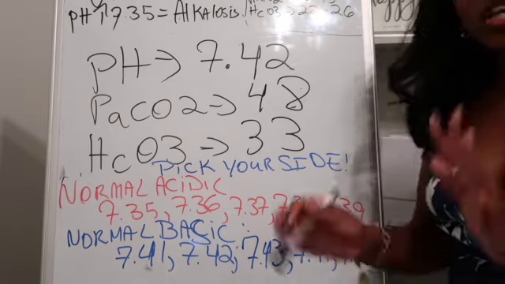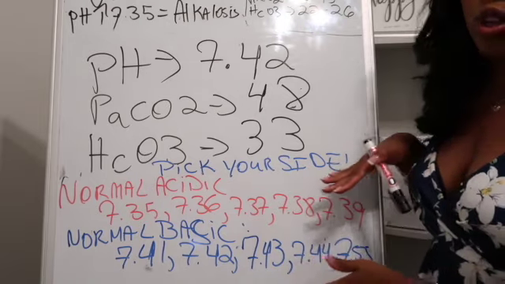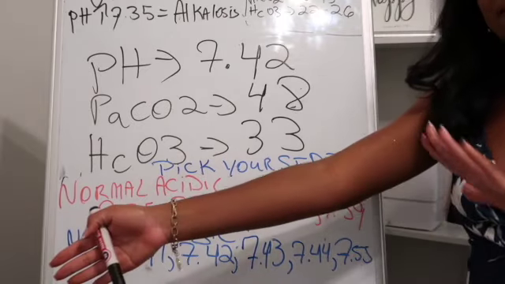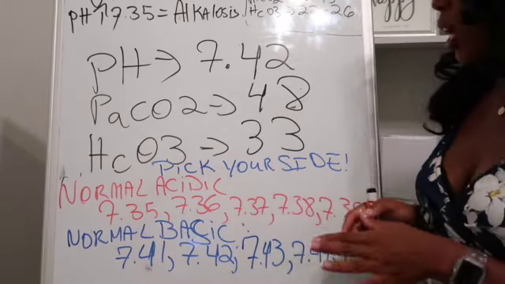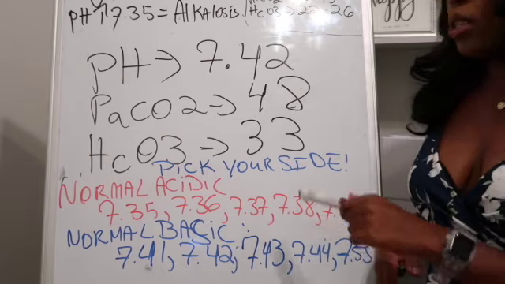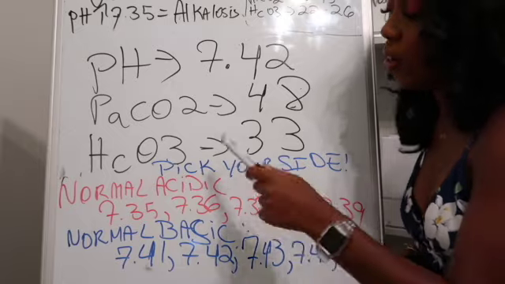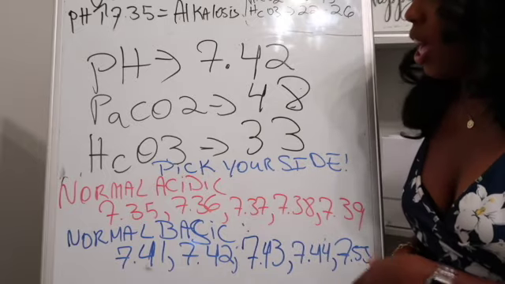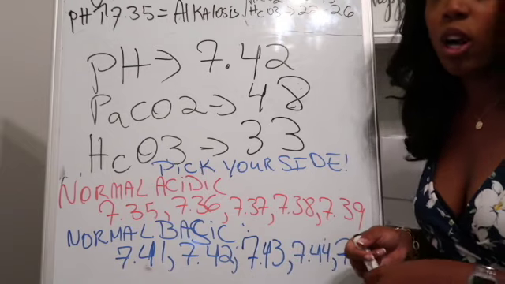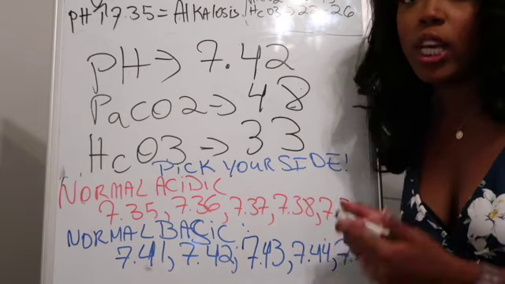So I want to reiterate this again. These values are still normal. They still fall between the 7.35 and 7.45 normal range. The only difference is when you see the 3s, you know the patient's blood is more acidic, but normal acidic. And if you see the 4s, the patient's blood is more alkaline, even though it's normal, okay?